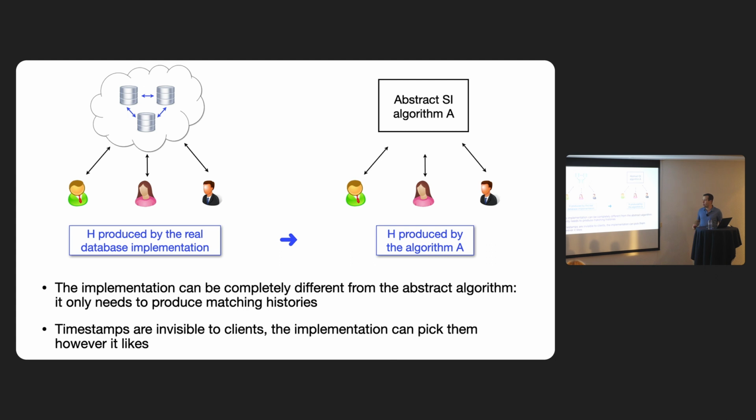And as I said before, the implementation can be completely different from this abstract algorithm. The only requirement is that it produces matching histories. In particular, the timestamps that are used inside this algorithm are invisible to the clients, so the real implementation can pick them in whatever way it likes, as long as the histories are the same.